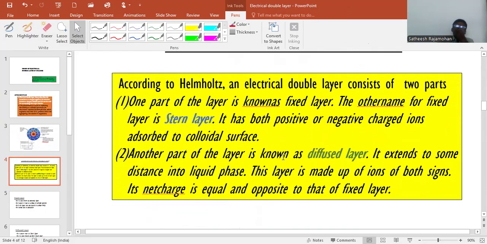Another part of the layer is called the diffused layer. It extends into the liquid phase. In the diffuse layer, you can find both positively charged ions and negatively charged ions.